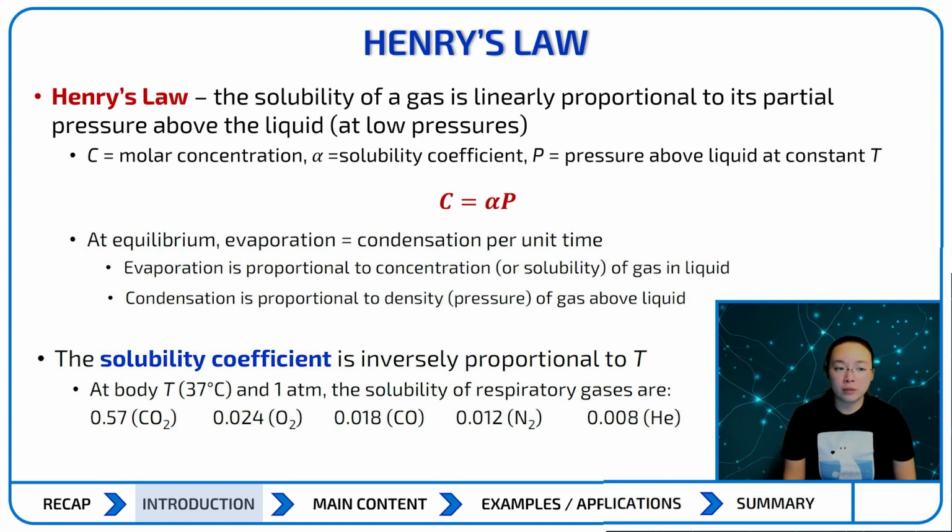We do talk about the solubility coefficient alpha in that equation in red over here. So C is equal to alpha times P, which is based off of Henry's law. But for different types of gases, especially respiratory gases, there are different values of alpha. So at body temperature and at 1 atmospheric pressure, the solubility of our respiratory gases are as follows. So these at the bottom, nothing you have to memorize. Either the question will give it to you, or you can use this as a reference in case you want to know what the values of alpha are for different types of gases at body temperature.